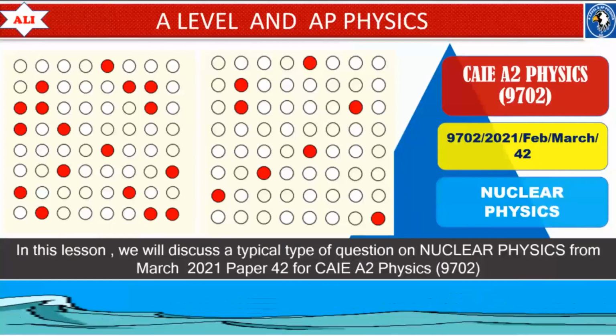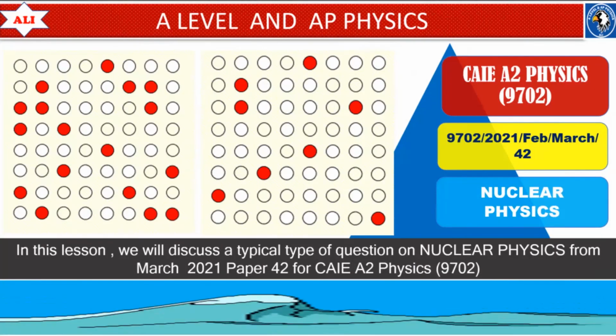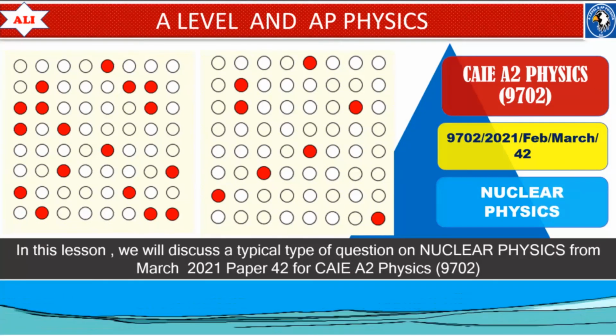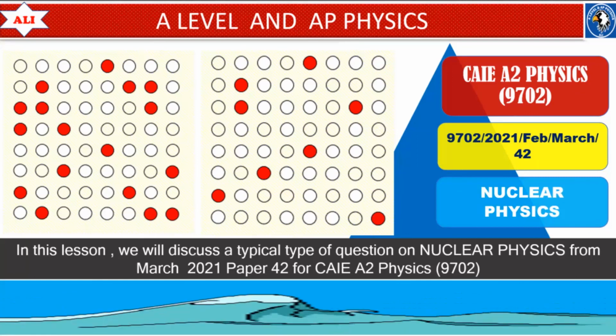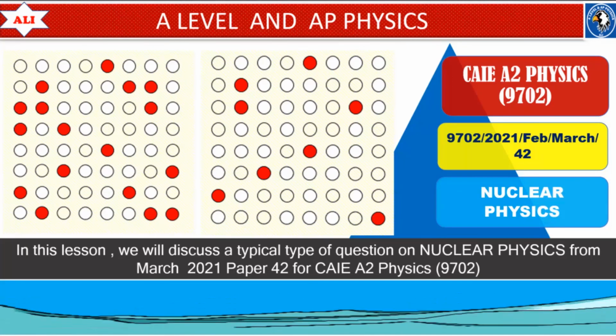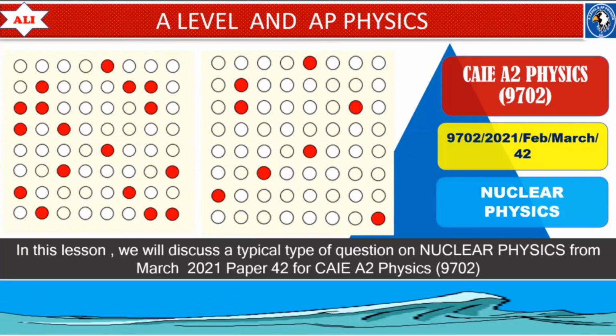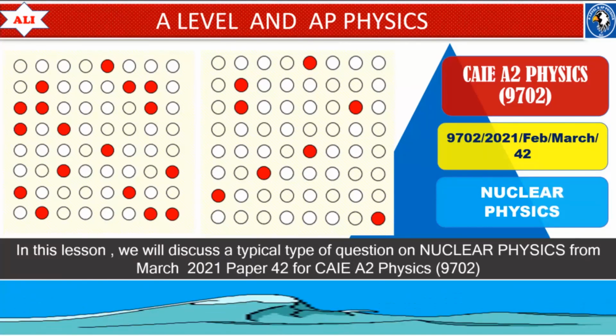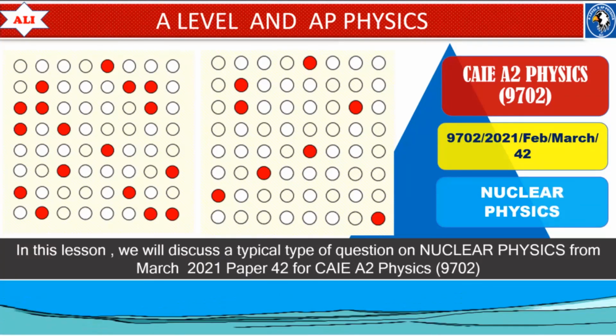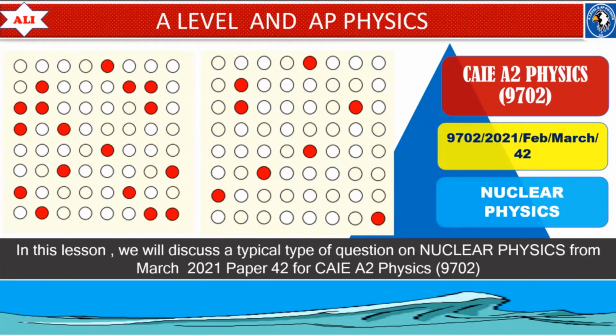Welcome to A-Level and AP Physics. In today's lesson, we will discuss an important past paper question on nuclear physics from March 2021, paper 4, variant 2. In this question, we will discuss what is meant by spontaneous and random nature of decay, how to calculate decay constant, and some other questions about nuclear physics.